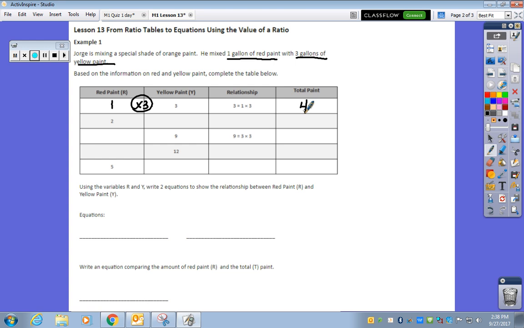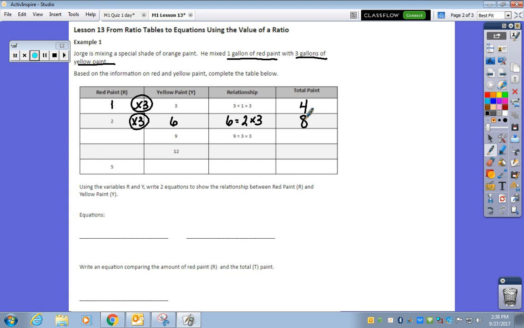Okay, so looking at the next section, we have 2 gallons of red paint. So just as we know in a ratio table, we should be multiplying all of the numbers in the red paint column by the same number to get the numbers in the yellow paint column. I would do 2 times 3 to get 6 yellow. So the relationship there is we get our 6 from doing 2 gallons of red times 3. Altogether then, we would have 2 plus 6 and get 8.